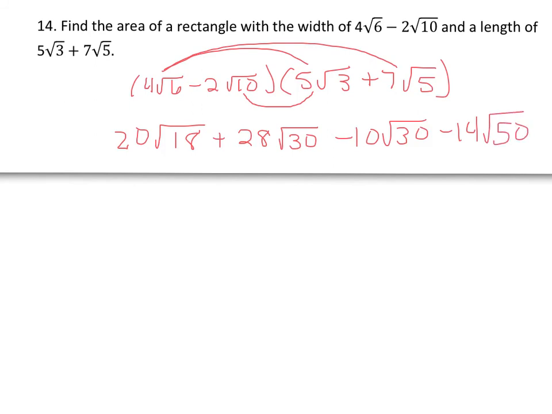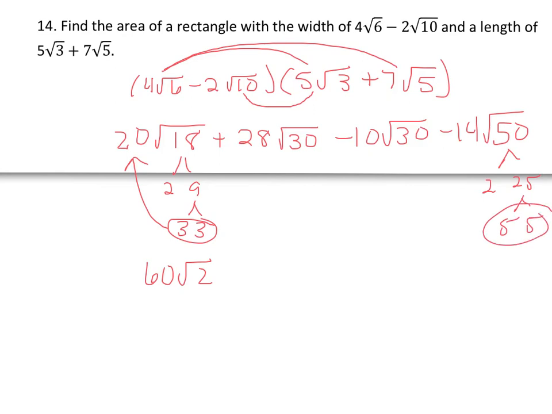Okay, now we talked earlier, 30 is not going to break down, so I know I can put these together. But I do need to go ahead and simplify the 18 and the 50. So 18 will go to 2 and 9, 3 and 3. So 3's pair up and move out. So I have 60 root 2 left here. On this one, I got 2 and 25, 5 and 5. 5's pair up and move out. So I'm going to take 14 times 5 and get negative 70 root 2.